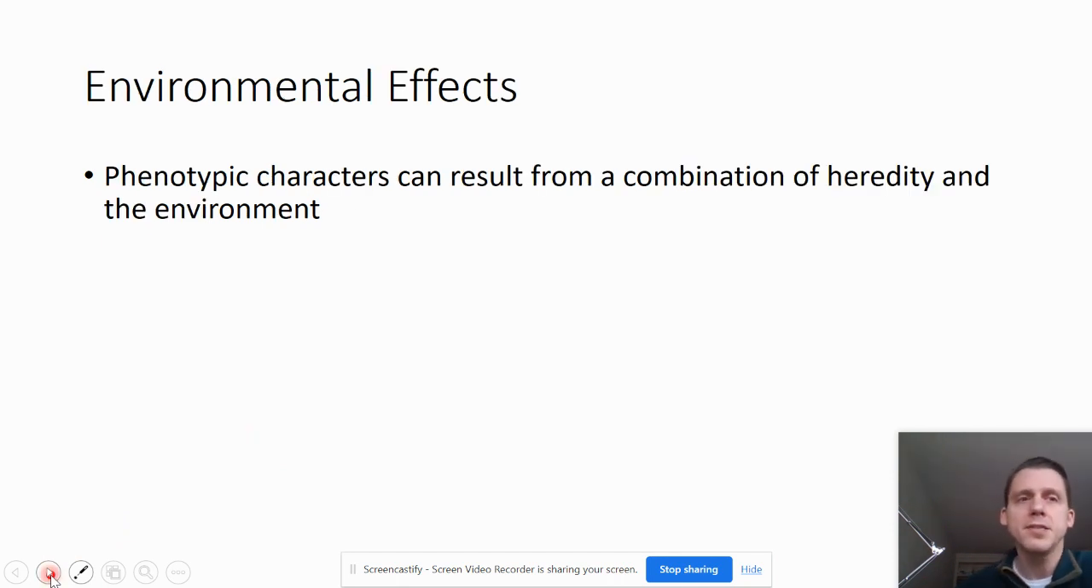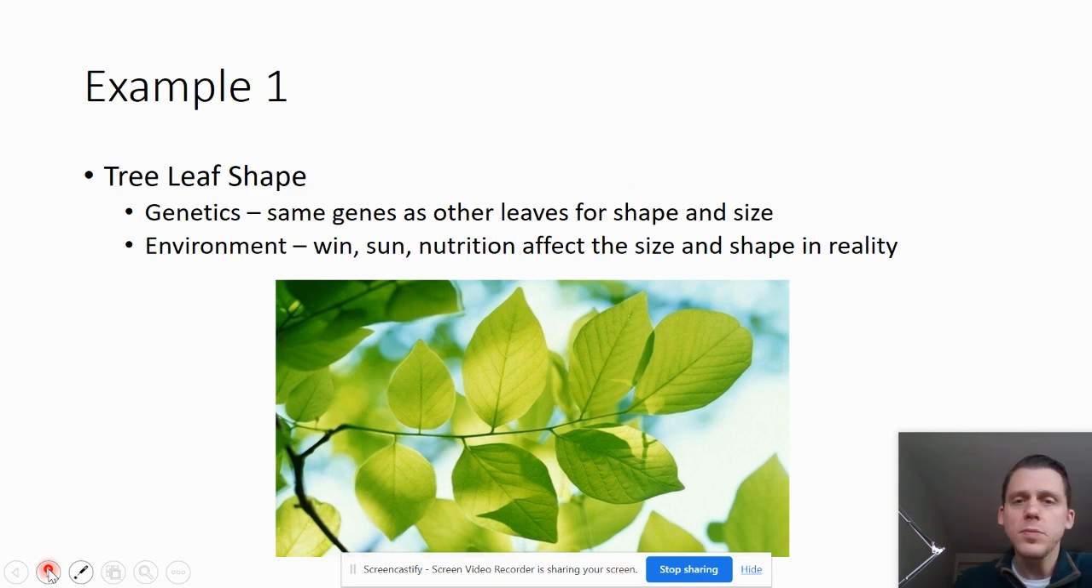All right, and finally, the last thing we're going to talk about today is environmental effects. It is not only genetics that determine your characteristics. There are other things that determine these characteristics, including aspects of the environment. It says here, phenotypic characters can result from a combination of heredity and the environment. One example is tree leaf shape. Genetics shape tree leaves, but then there is an environmental component. Wind, sun, and nutrition are going to, in reality, affect the size and the shape of the leaf. So the leaves may have the same basic shape, but the actual shape may be quite different due to these different effects.